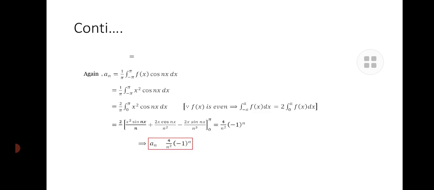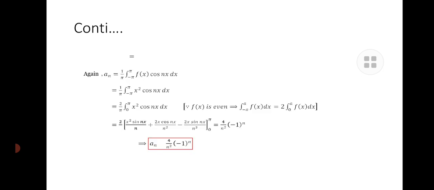Integrating x square, it is x cube divided by 3 in the interval minus pi to pi. So applying the upper limit and the lower limit, we will get 1 divided by pi into pi cube divided by 3 minus of minus pi cube divided by 3, and that is equal to 1 divided by 3 pi. Pi cube plus pi cube is 2 pi cube. So a naught is equal to 2 pi square divided by 3, because the denominator pi and the numerator pi cancel, and a naught is equal to 2 pi square divided by 3.